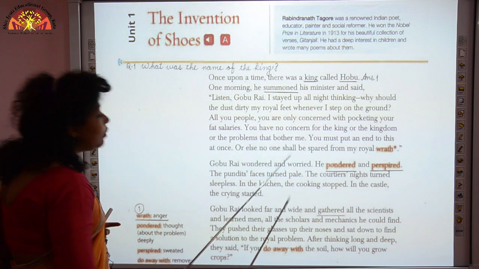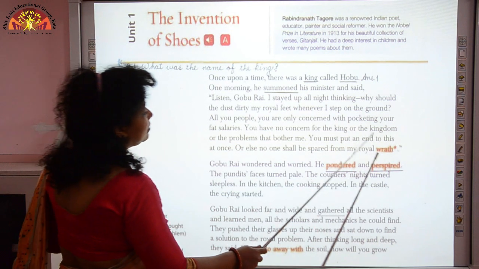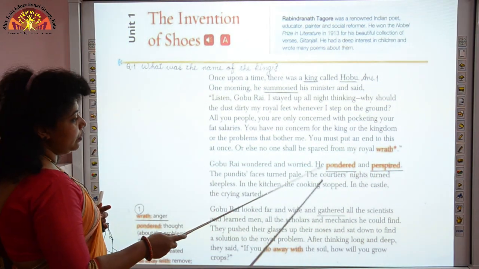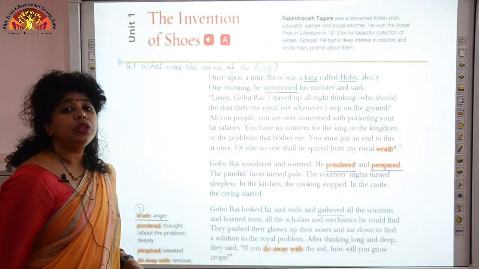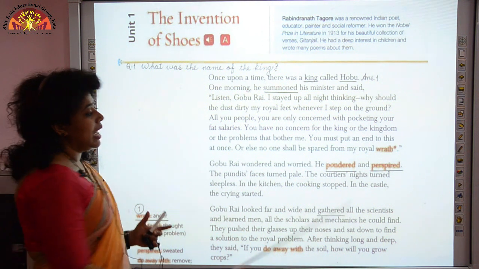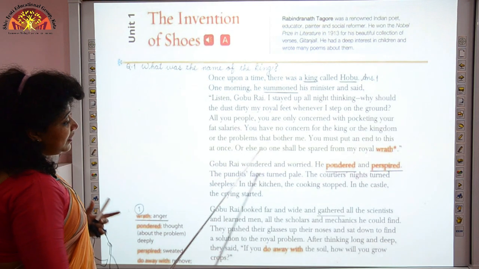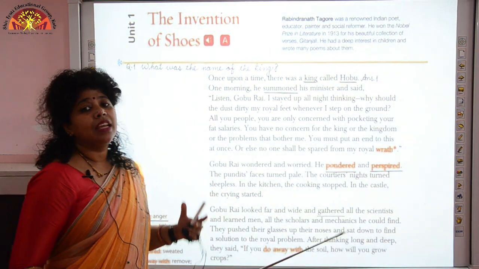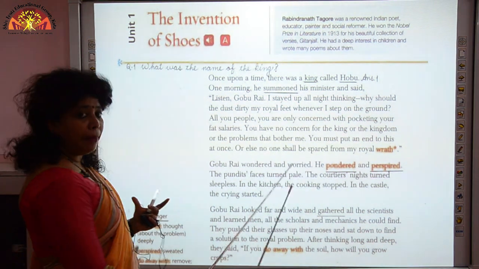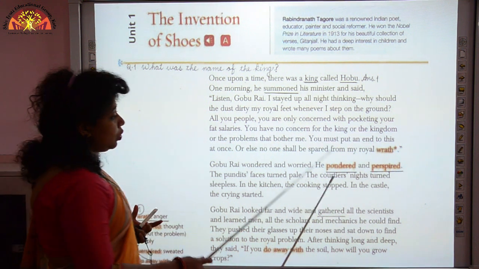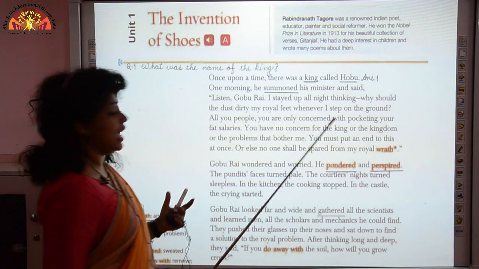Goburai wondered and worried. He thought deeply and he started worrying. He pondered and perspired. Please underline your new words, pondered and perspired. Pondered means he thought deeply about the problem, and perspired means he sweated. So the Pandit's face turned pale. Pale means losing the color of the face. So the Pandit's face turned pale because of fear. The courtiers' nights turned sleepless. They started spending sleepless nights in the palace.